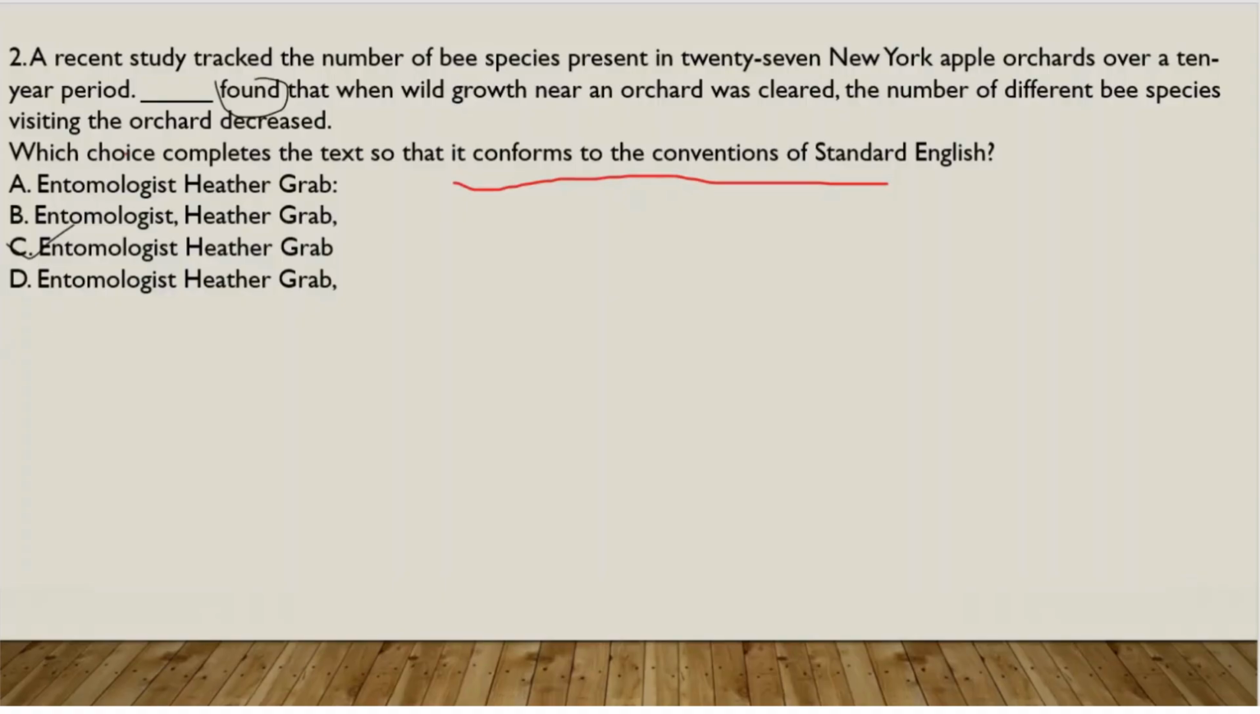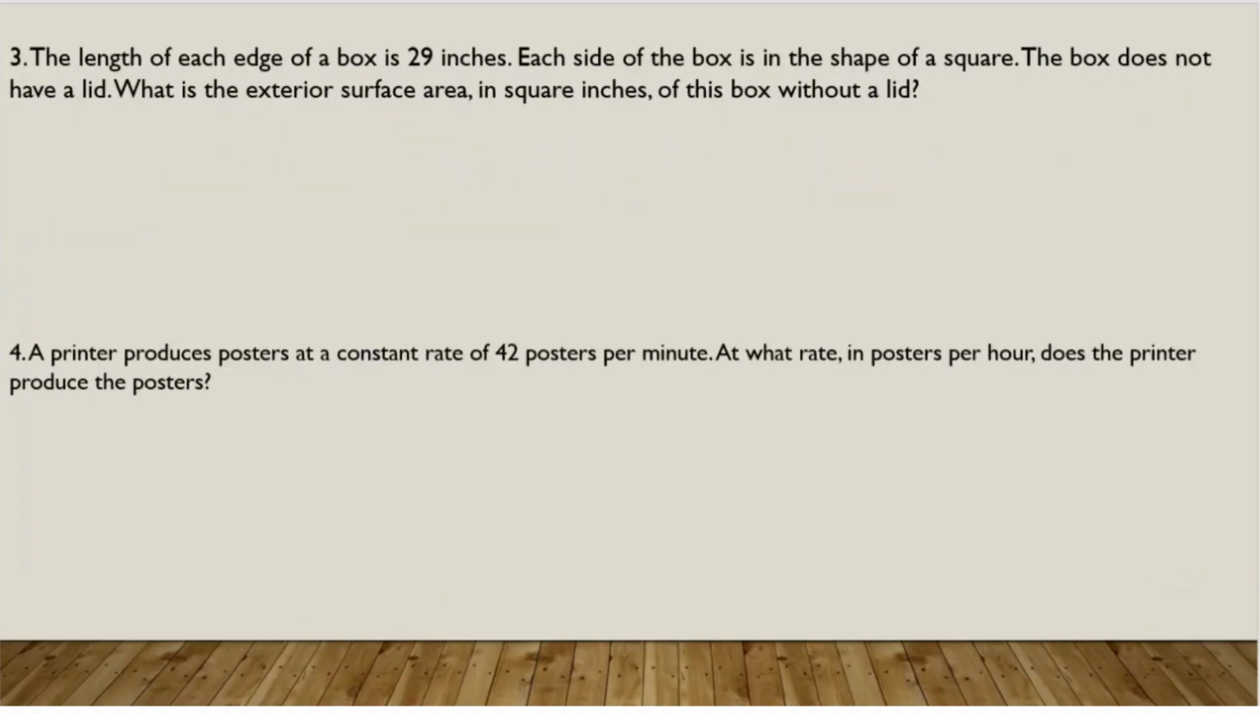Now, let's go to our question 3, which is about SAT math. So what is this question asking here? The length of an edge of a box is 29 inches. Each side of the box is in the shape of a square. The box doesn't have a lid. What is the exterior surface area in square inches of this box without a lid?